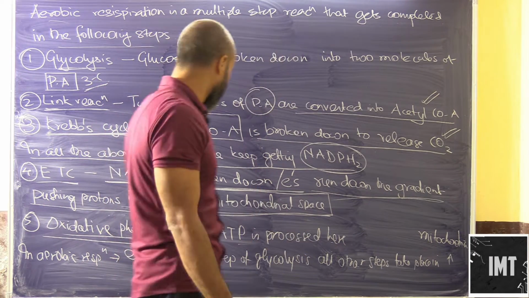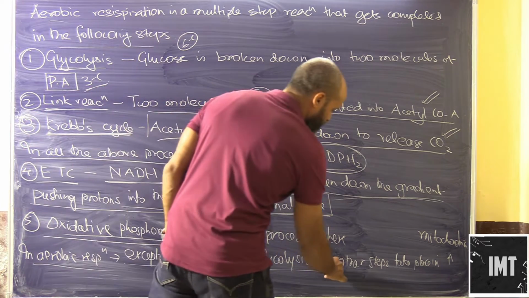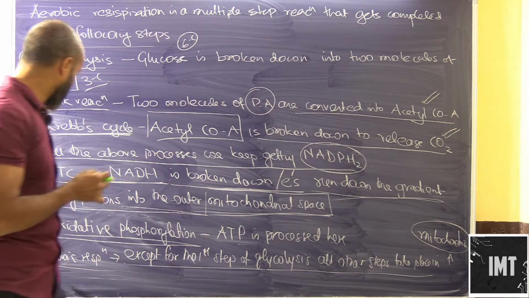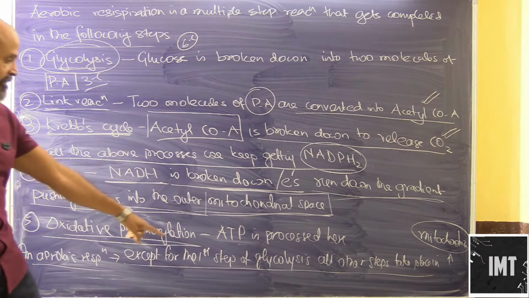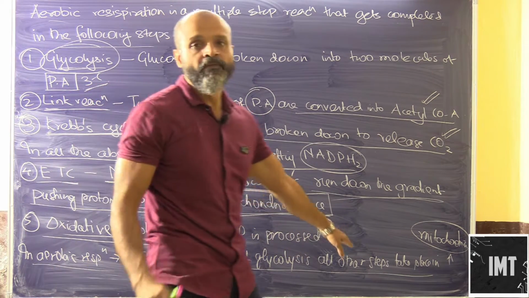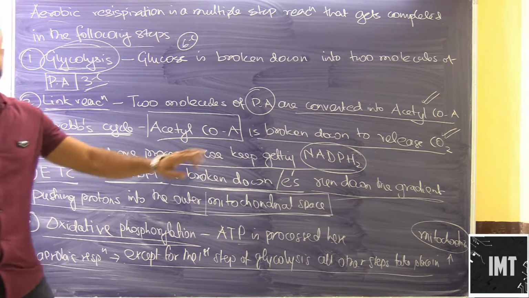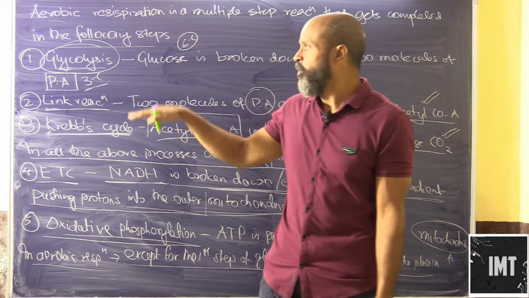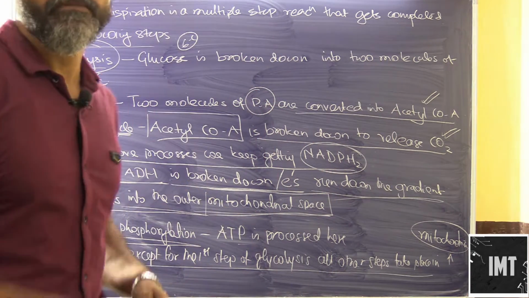ATP is produced here. In aerobic respiration, except for the first step of glycolysis, which takes place in the cytoplasm, all other steps take place in the mitochondria. So this was a brief summary of the steps that happen in aerobic respiration.